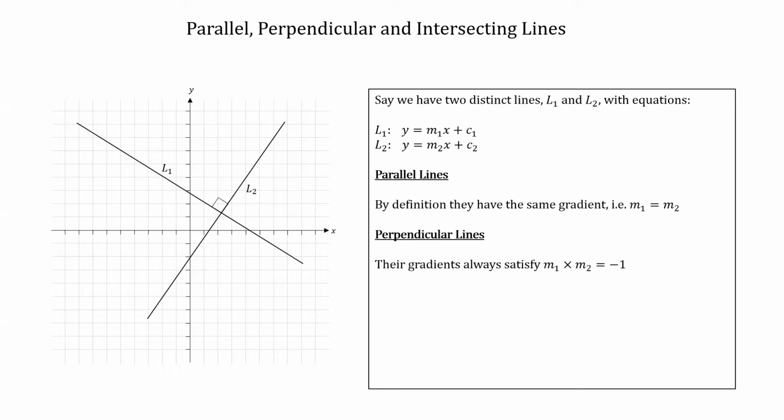We won't in this video go into the proof of this, as it's a little lengthy, but you'll just have to take it for granted that when you have two perpendicular lines, their gradients when multiplied together give you minus 1. This is true of any two perpendicular lines, and it's quite an important fact that you should remember.